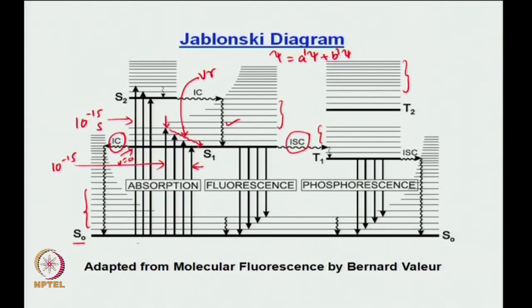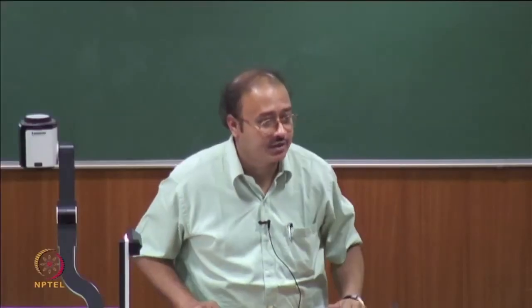So if you just consider two states, S0 and S1, not even S2, I am not considering S2 right now. If you excite to a higher vibrational level of S1, then even before your fluorescence is happening, your vibrational relaxation is happening. Vibrational relaxation occurs within the vibrational manifold of the excited state S1, right? So how far will it relax? It will relax to the point where V is equal to 0 of the excited state S1.